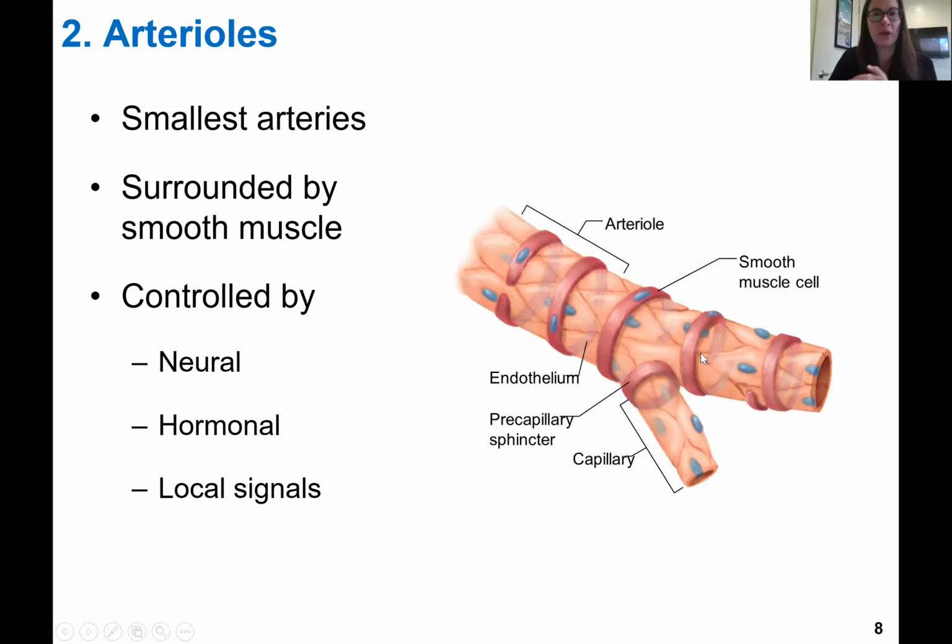So we're going to focus a lot in this next section on these smooth muscles and what can make them either contract or relax. And as we talked about in the smooth muscles section of chapter 9, there's a lot of things that can change whether we're contracting or relaxing in a smooth muscle. So they are neurally controlled, they are hormonally controlled, and they have a lot of local signals that can also change whether they're contracting or relaxing.